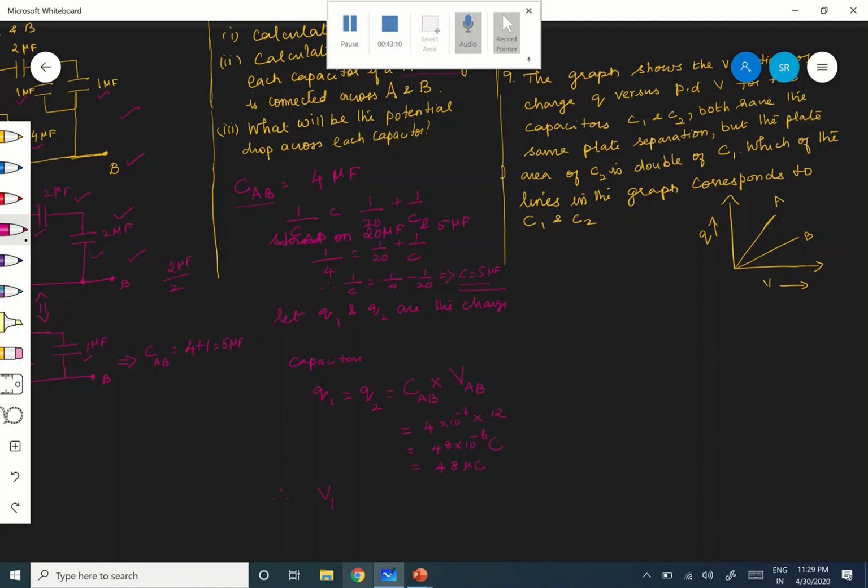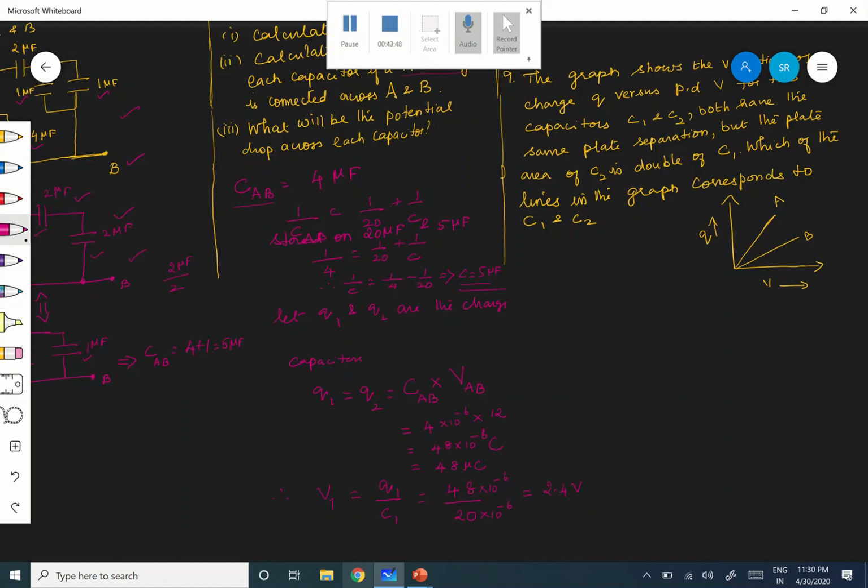It will be V1. V1 is equal to Q1 by C1. C1 is nothing but 20. Therefore, that is equal to, what is Q1? 48, divided by 20. Are you following? Both are microfarad, microcoulomb only. Therefore, into 10 power minus 6, here into 10 power minus 6. That is nothing but 2.4 volt.